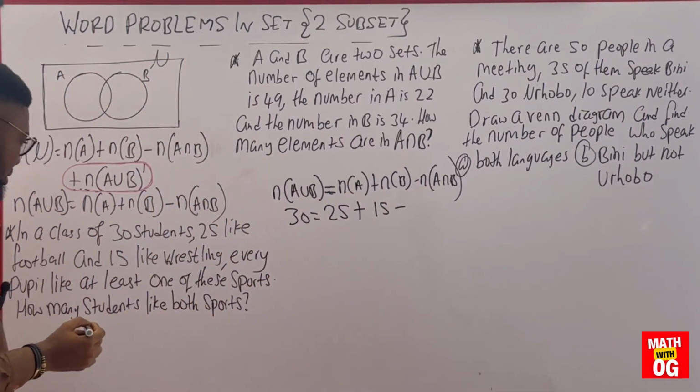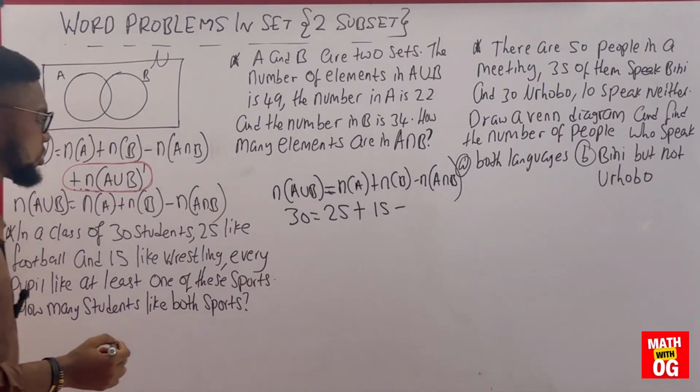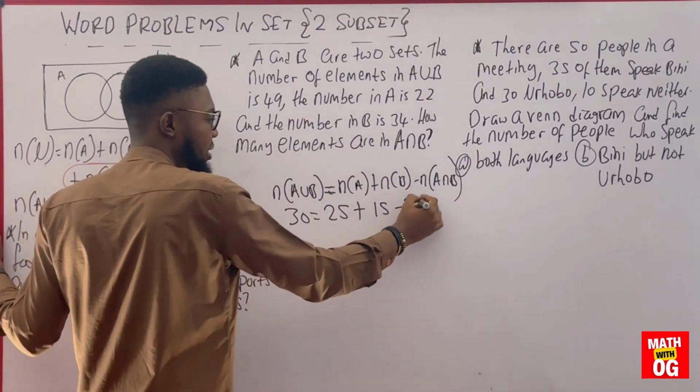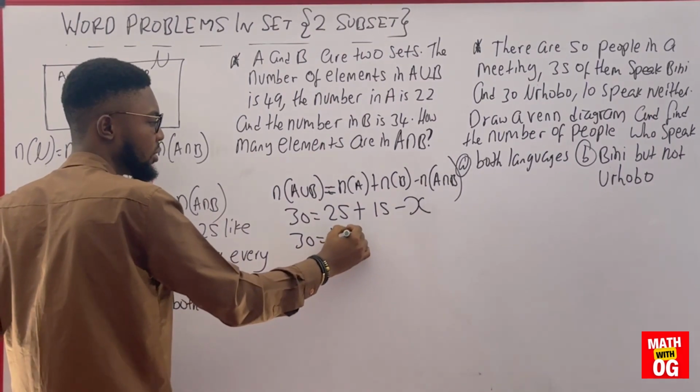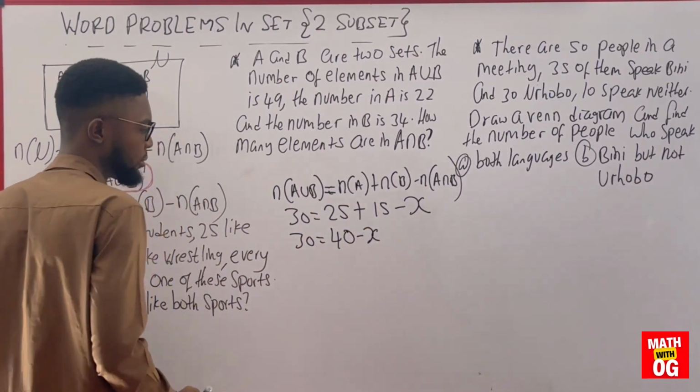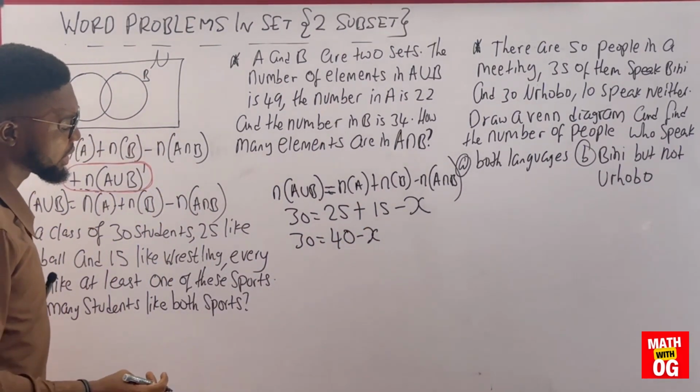Minus those that like both sports. So let's call those that like both sports X. So this is 30 is equal to 25 plus 15, that should give us 40 minus X. Now the next thing is to collect like terms.